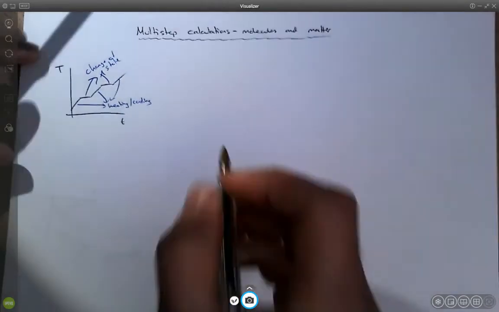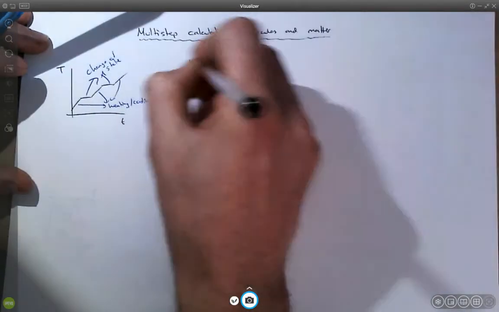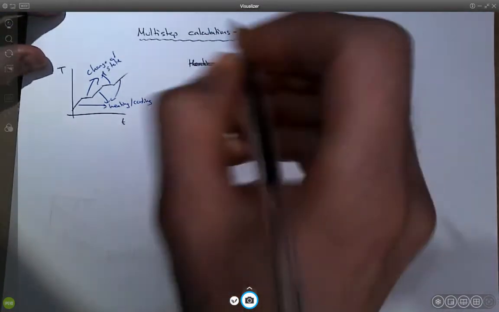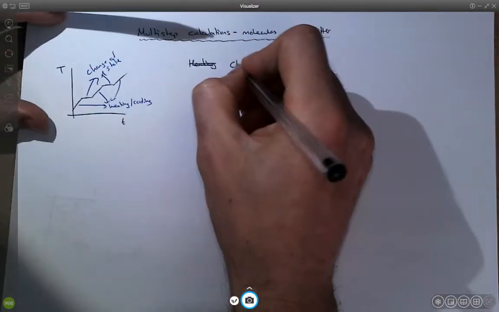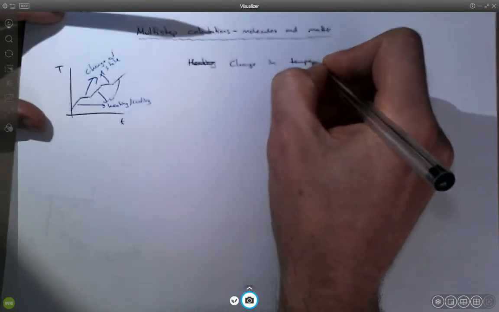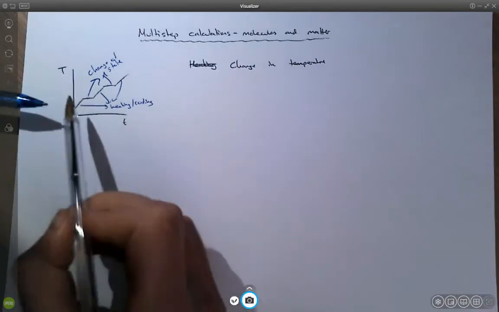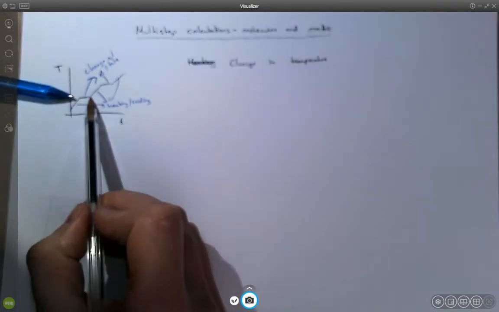So the first one is all to do with heating. Actually, no, I'm not going to write heating. It's not the best word to use. I'm going to put a change in temperature. Heating is, of course, when we add energy. But when we add energy, it can do two things. It can either increase the temperature or it can change the state.